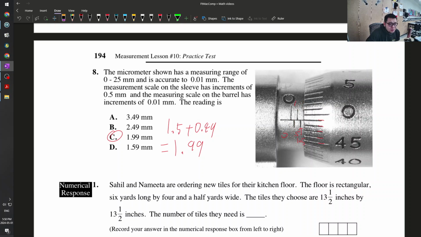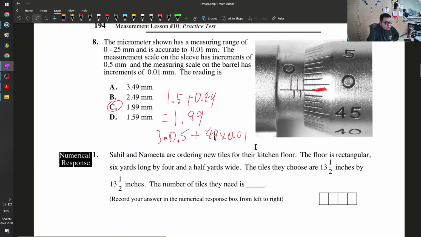So how do I know it? You can see 3 complete tick marks, 1, 2, 3. So 3 times 0.5. And this tick mark is at 49, so plus 49 times 0.01.